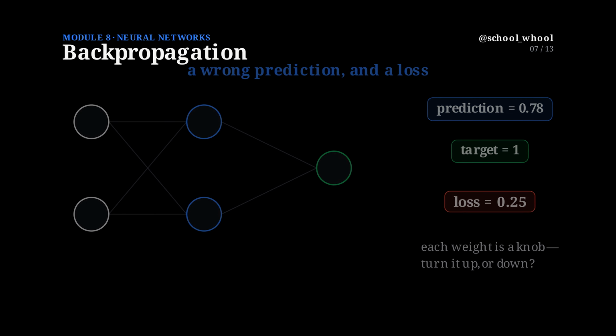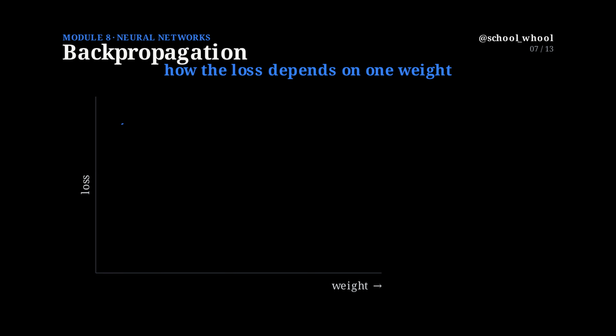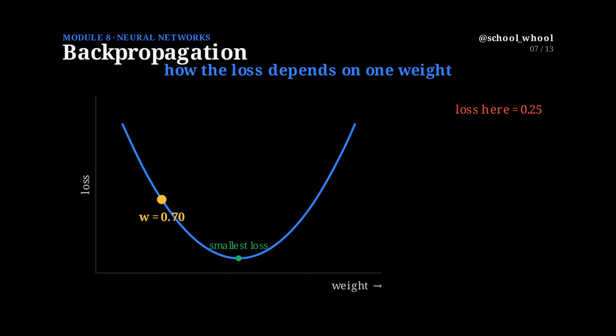Let's zoom in on one weight and ask a simple thing. How does the loss change as we turn just that one knob? If we plotted it, we'd get a curve like this, a bowl. Turn the weight too far either way and the loss climbs. Somewhere near the bottom, the loss is smallest. Right now our weight sits here, at 0.7, partway up the left side. The loss at that point is our 0.25.